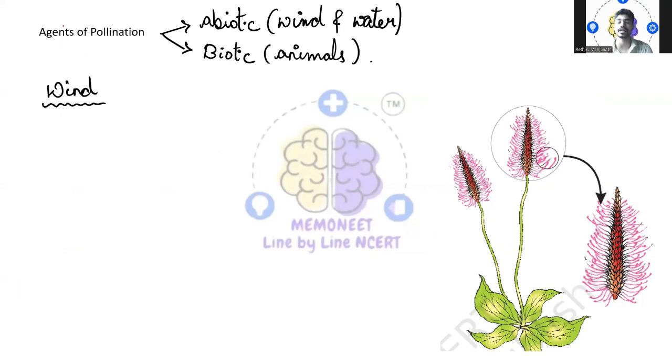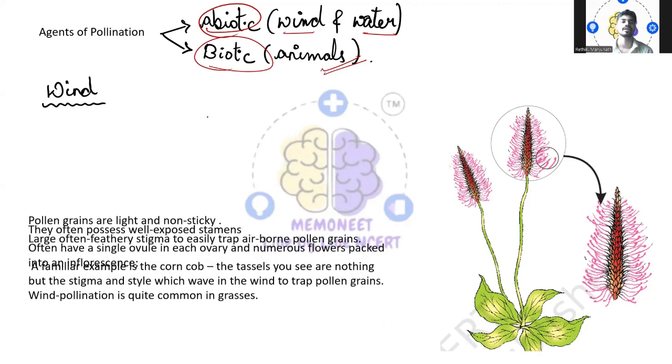So as I told you, we have two agents of pollination: one is biotic and the other is abiotic. See, abiotic is non-living, that is through wind and water. When I'm talking about biotic, it is through animals. So in abiotic pollination, one is wind and water. First, let us know how the wind is going to help in pollination.